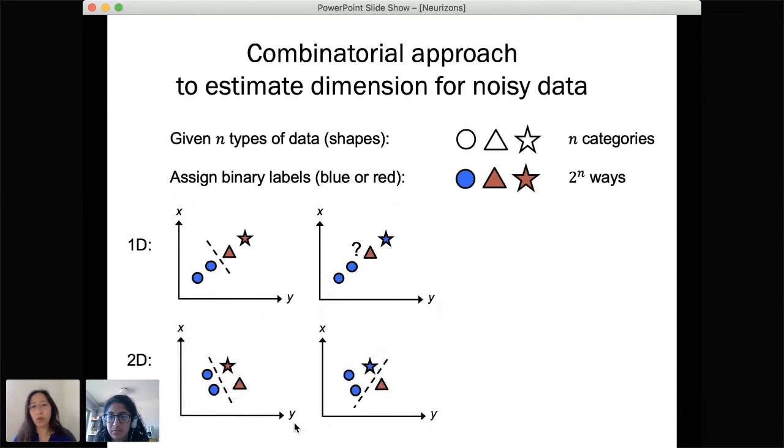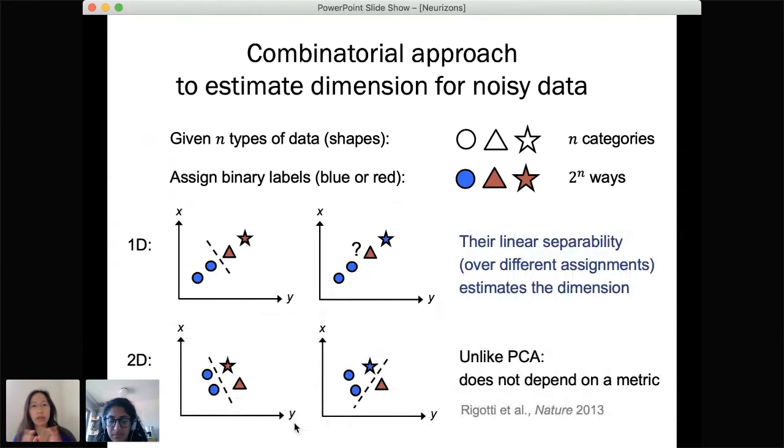So then we're going to go through all the different possible binary assignments of the data, and we look at, on average, how easy it is to separate these binary assignments. The average success of the linear separability across all the different assignments will then be an estimation of the dimension that the data lies in, that the data forms. I hope this makes sense.